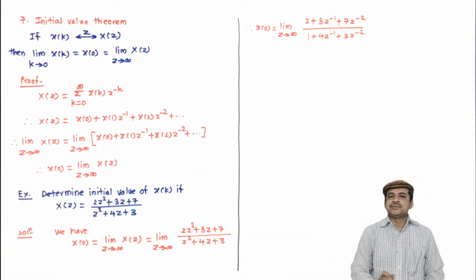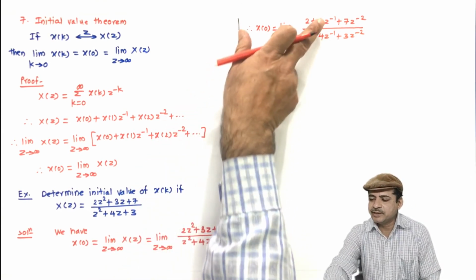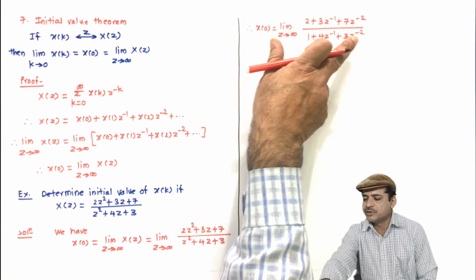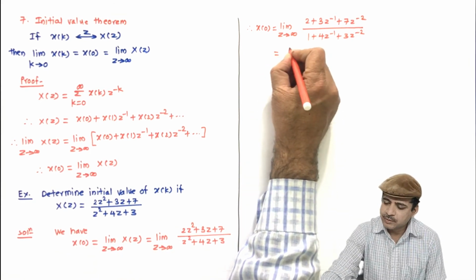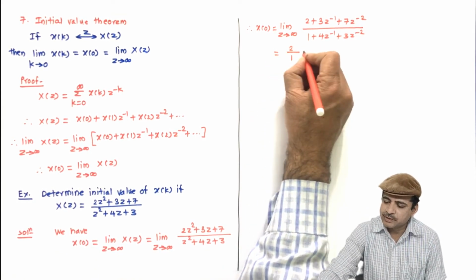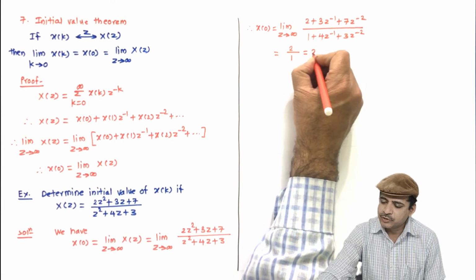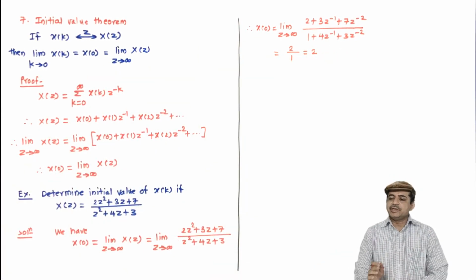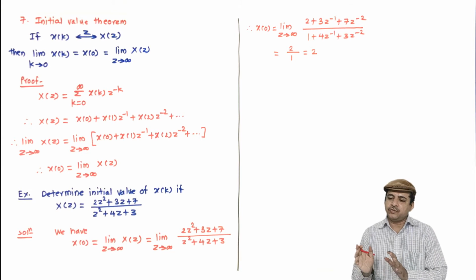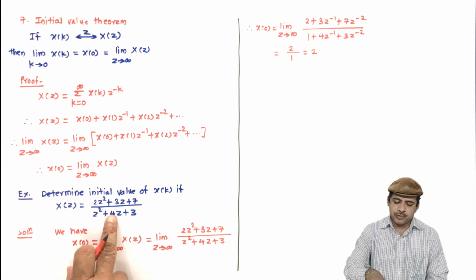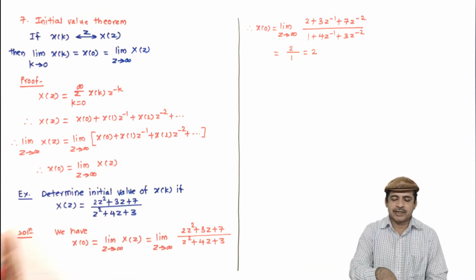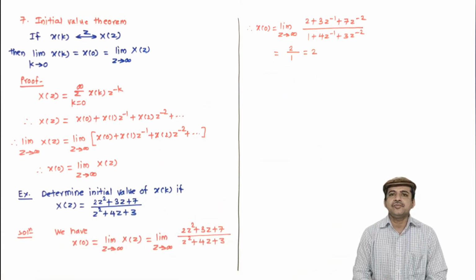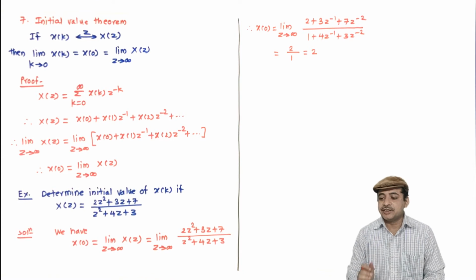And now you put the limits. Now if you put the limits, this becomes 0, this becomes 0, this becomes 0, this becomes 0. So 2 plus 0 is 2 and 1 plus 0 is 1. So it's 2. And that means the initial value of this particular x of k, with z transform given by x of z, is 2. This way you can find out the initial value.